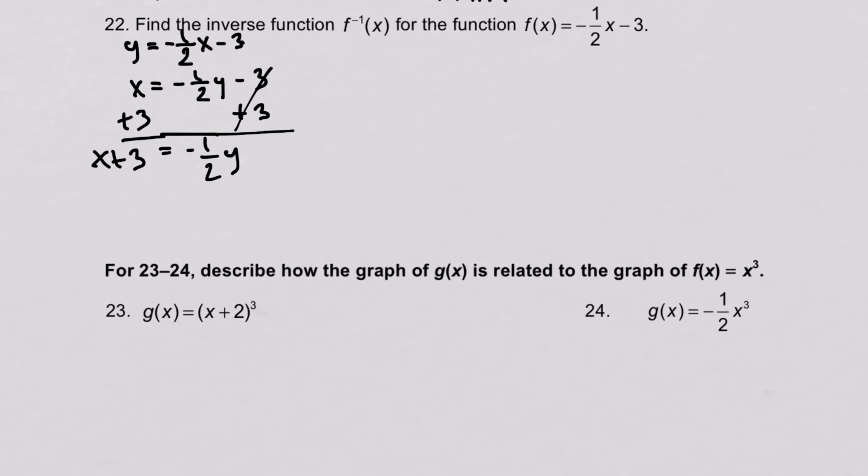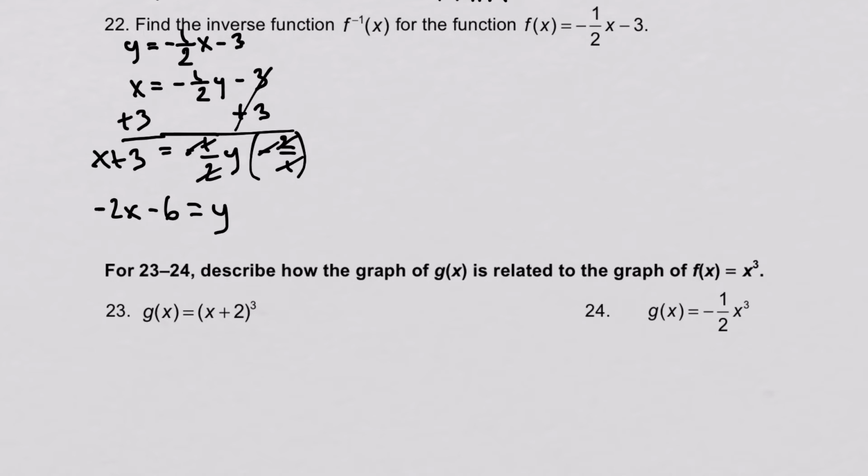And finally, I'm going to get rid of the 1 half of the negative 1 half by multiplying by the reciprocal, which is negative 2 over 1. That is going to cancel, and the negative will also cancel, leaving me with just y on the right side. On the left side, I need to multiply by negative 2, right? Just negative 2 over 1, so it's going to give me negative 2x minus 6.